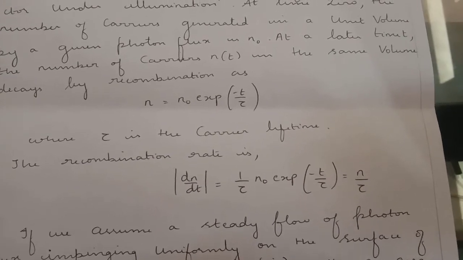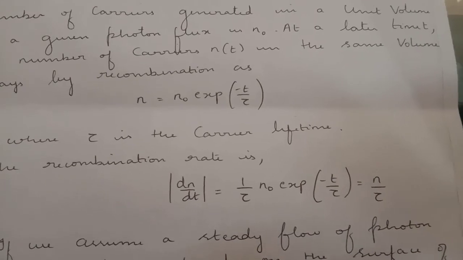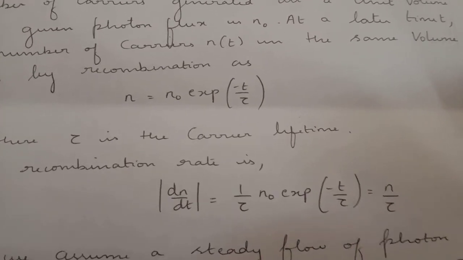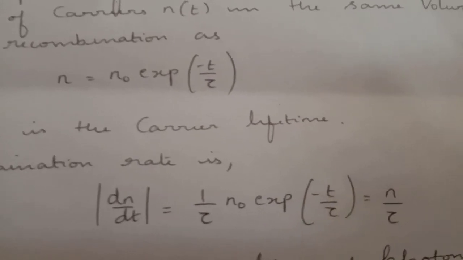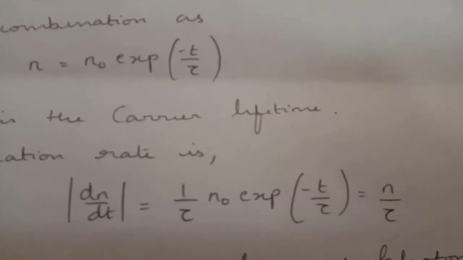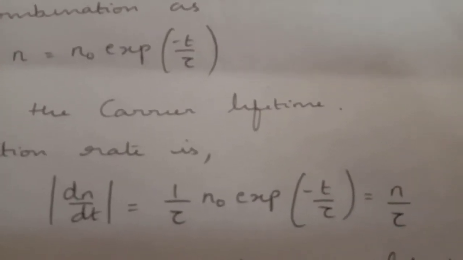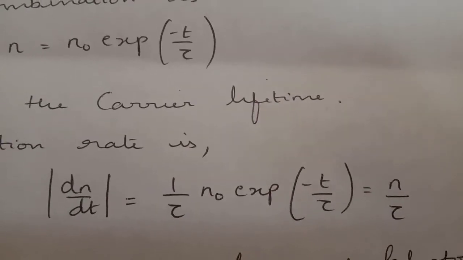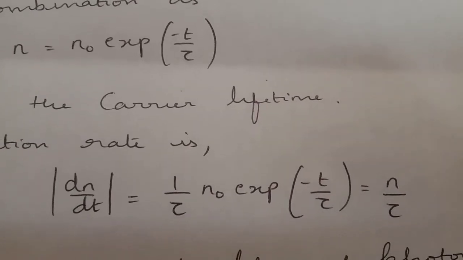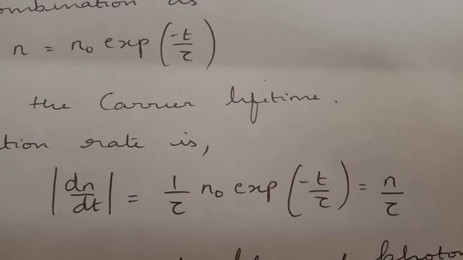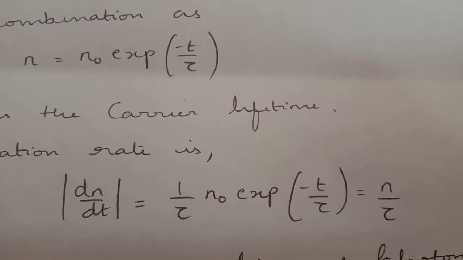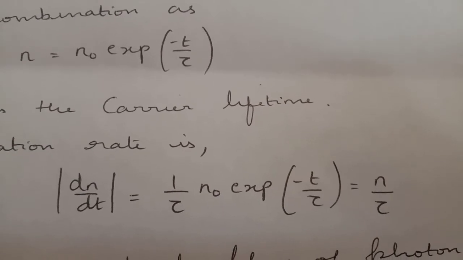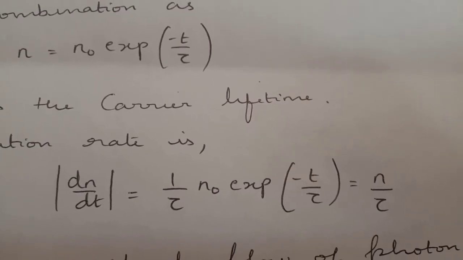Now let us see the recombination rate, that is the magnitude of d by dt of n, which is equal to 1 by tau times n0 exponential of minus t by tau. Here n0 exponential of minus t by tau is nothing but n. So the magnitude of dn by dt is equal to n by tau.